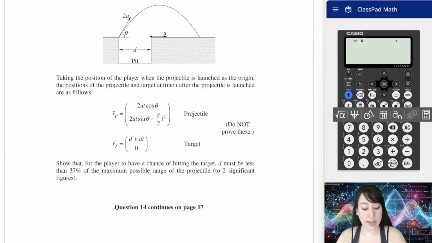Taking the position of the player when the projectile is launched as the origin, the positions of the projectile and target at time t after the projectile is launched are as follows. Vector r_p, for projectile, is (2ut cosine theta, 2ut sine theta minus g over 2 t squared), and vector r_t, for target, is (d plus ut, 0). Show that for the player to have a chance of hitting the target, d must be less than 37% of the maximum possible range of the projectile to two significant figures.